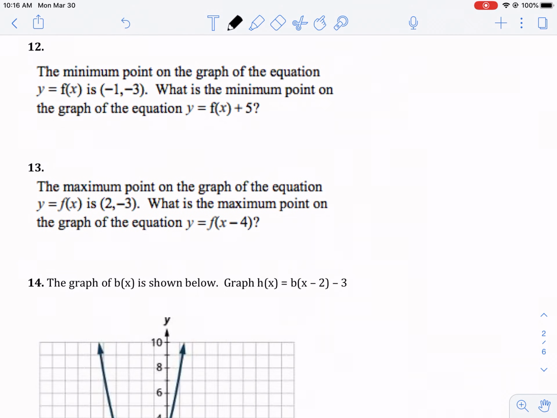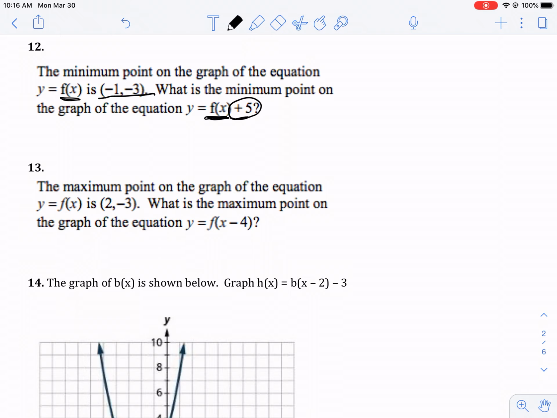These are actually reading questions now. The minimum point on a graph of the equation f of x is (-1, -3). So that's the lowest point on whatever graph it is. Don't care what kind of graph it is, don't need to know. What's the minimum point on the graph y equals that same function plus 5?